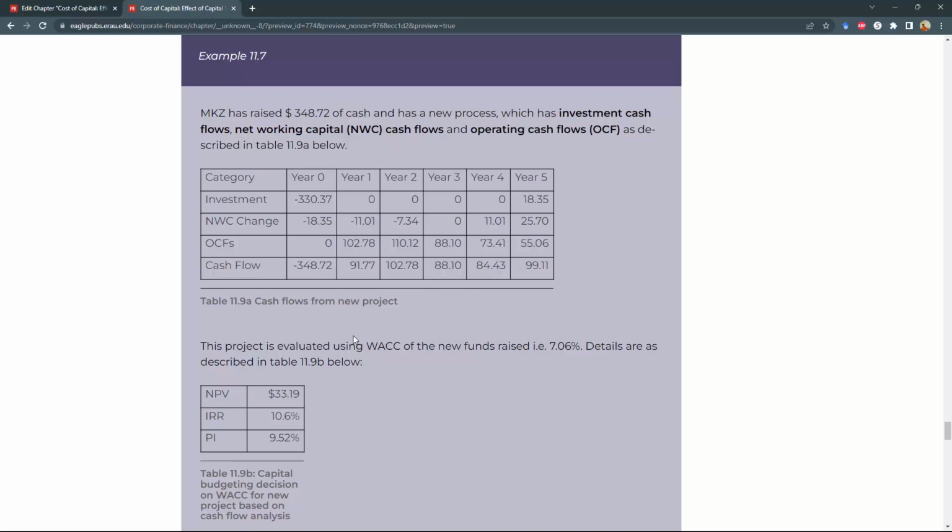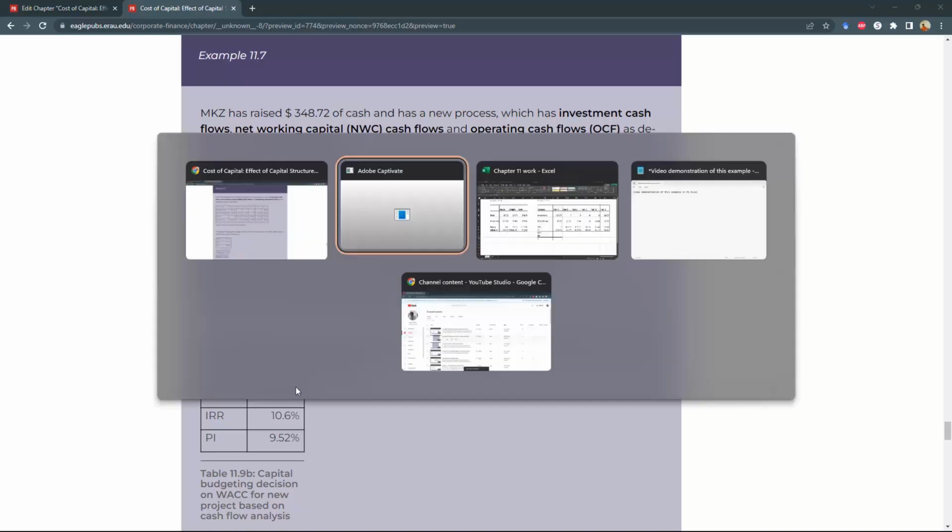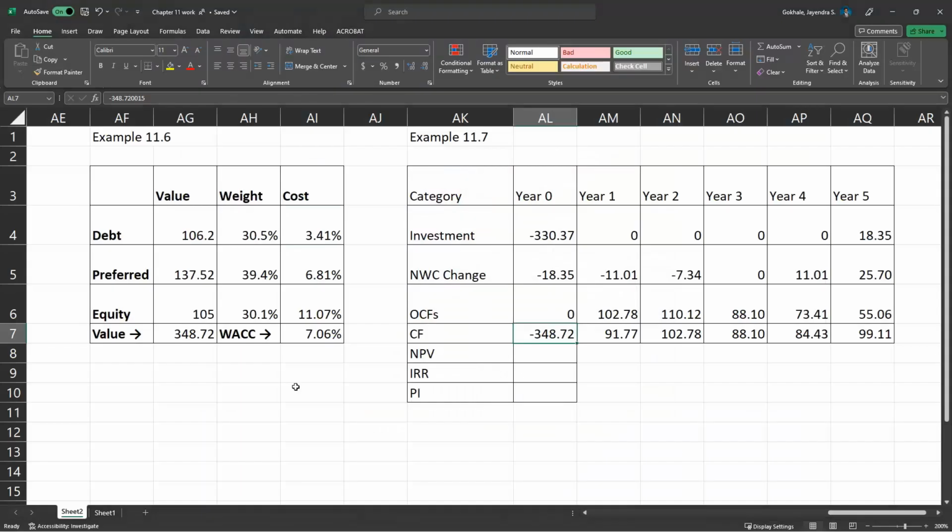These details are described in 11.9b, and we'll find them out on our own. So the first thing is to take the sum of all the cash flows like we've done before. Control R, Control R. And that's how, since we take the sum, we get these net incremental cash flows.